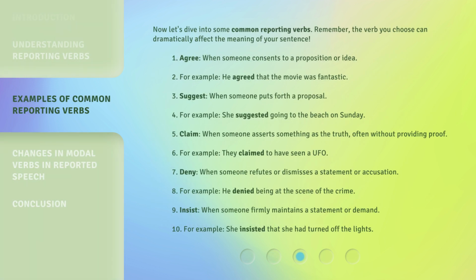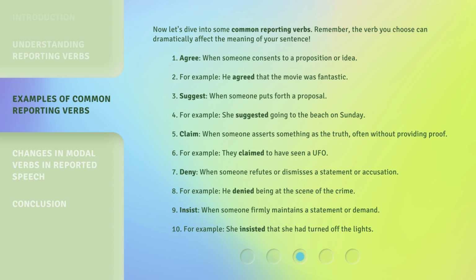Now let's dive into some common reporting verbs. Remember, the verb you choose can dramatically affect the meaning of your sentence. 1. Agree, when someone consents to a proposition or idea. 2. For example, he agreed that the movie was fantastic. 3. Suggest, when someone puts forth a proposal. 4. For example, she suggested going to the beach on Sunday.